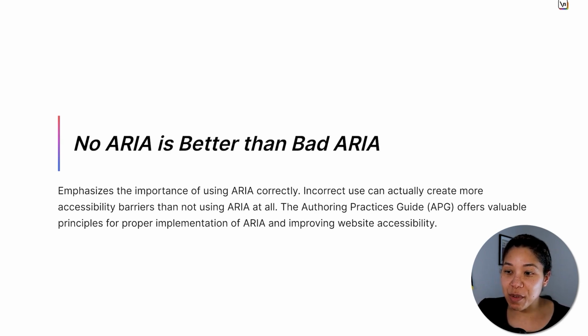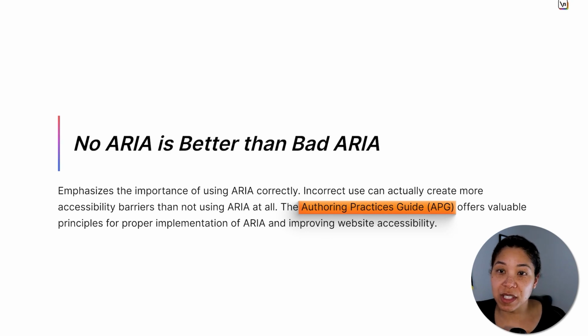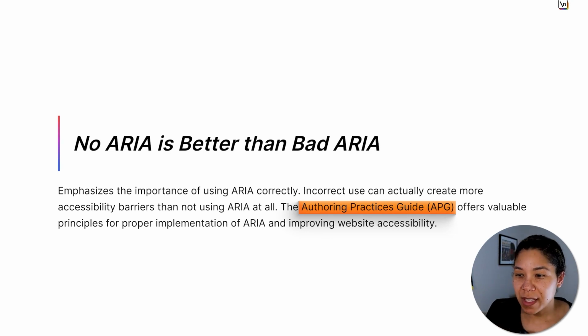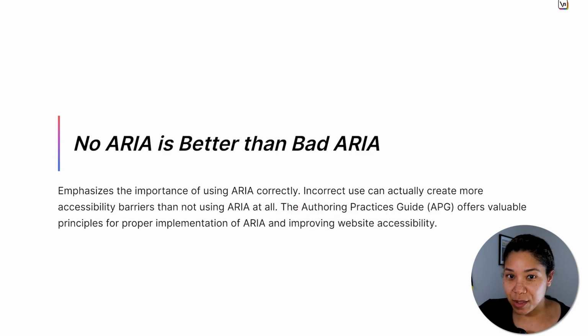So, to help ensure proper implementation of this, the ARIA Authoring Practices Guide, or APG, offers valuable principles for developers looking to improve the accessibility of their websites. And it includes common patterns for things like the tabs and accordions components I mentioned earlier, menus, things like that nature.